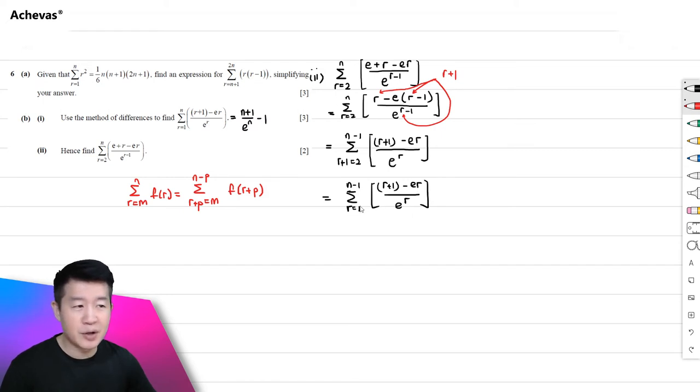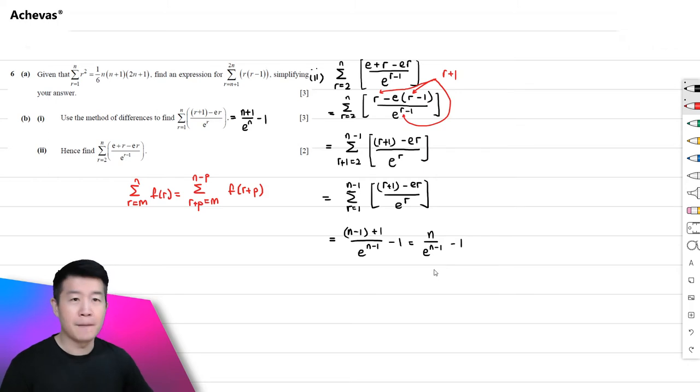And now I have an expression that is within the summation that is exactly the same as this. The only difference is n is going to be replaced by n minus 1. So I'm going to replace all this result here, all the n's that is in this result here, by n minus 1. So n minus 1 plus 1 divided by e to the power of n minus 1 minus 1. This is equal to n over e to the power of n minus 1 minus 1.